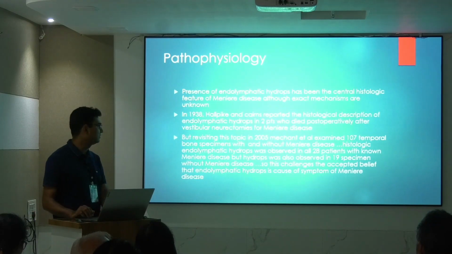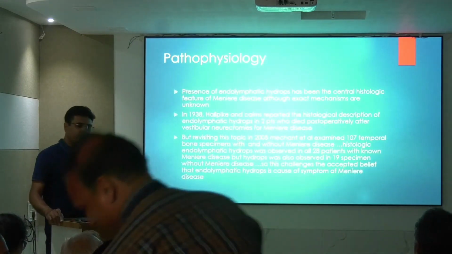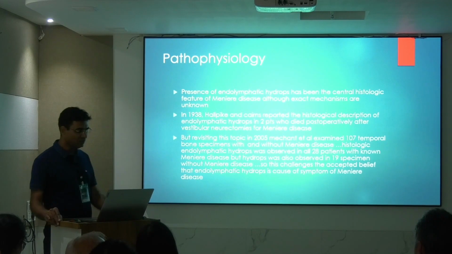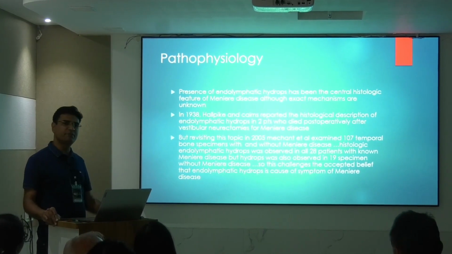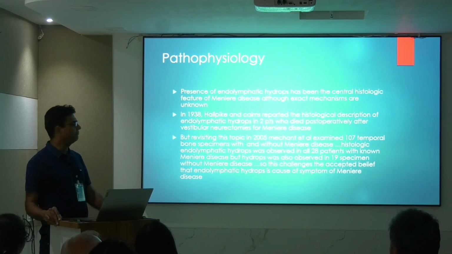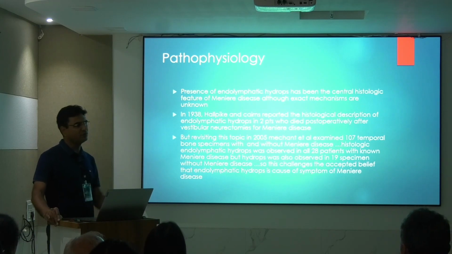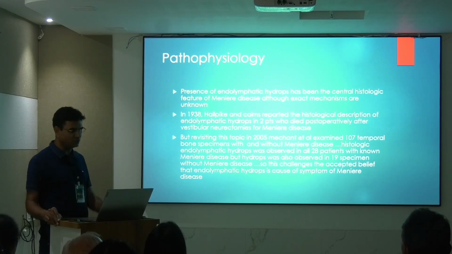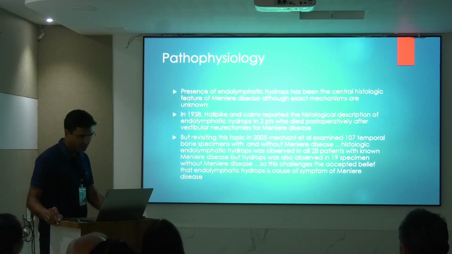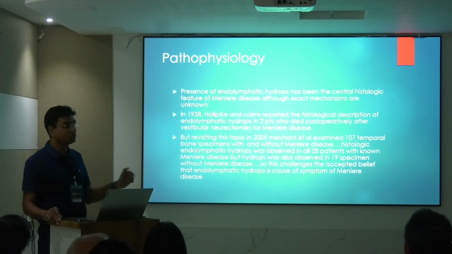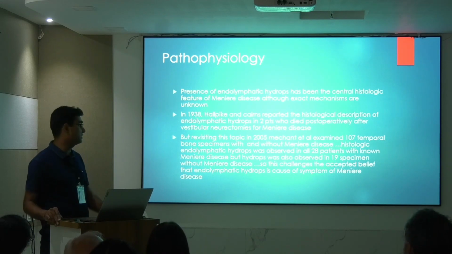Pathophysiology: the presence of hydropic distension is the central histological feature of Meniere's disease, but we still don't know the exact mechanism. In 1938, Hallpike and others studied two temporal bone specimens of patients who died having the symptoms of Meniere's disease, and this patient died after a vestibular neurectomy. In both cases, they found hydropic distension. The same topic was revisited in 2005 by Merchant and others, where they studied 107 temporal bone specimens. Out of them, 28 had the symptoms of Meniere's disease, and all of them showed hydropic distension. But surprisingly, 19 other patients who did not have the symptoms of Meniere's disease also showed hydropic distension. So this again challenges the accepted belief that endolymphatic hydrops is the cause of the symptoms of Meniere's disease.